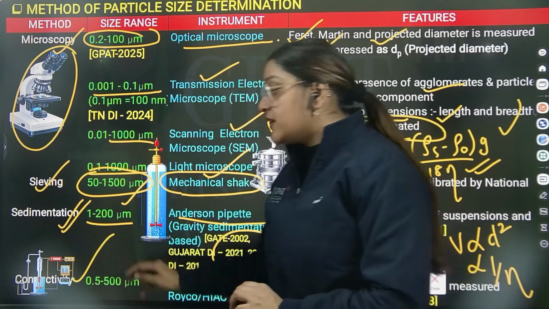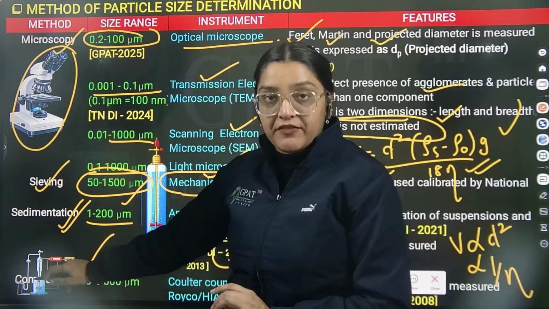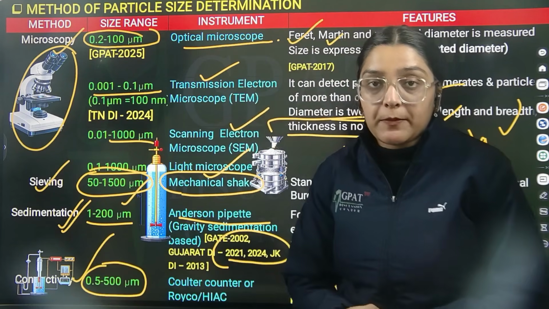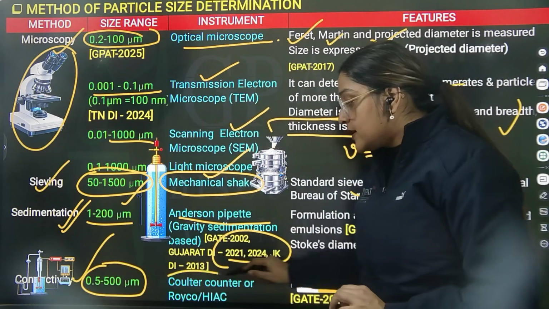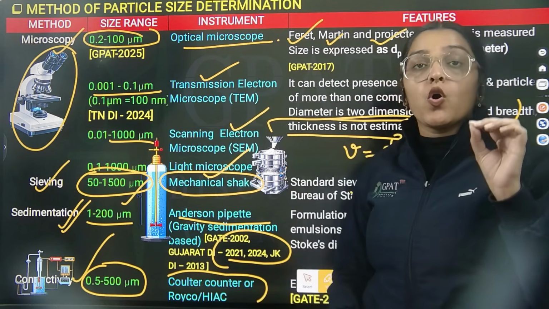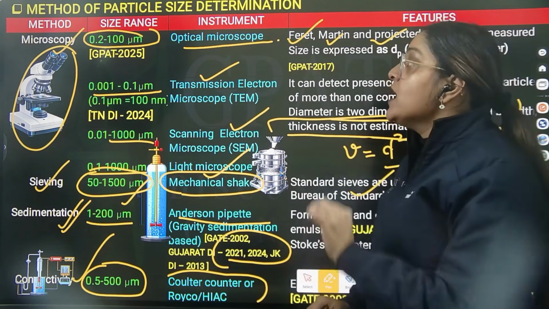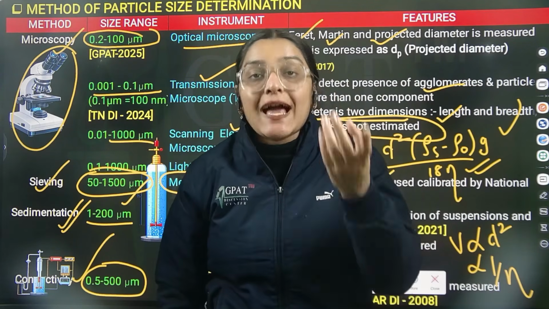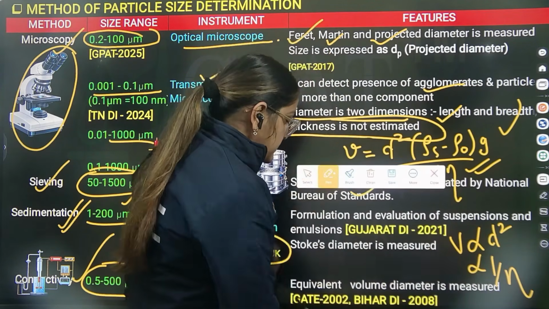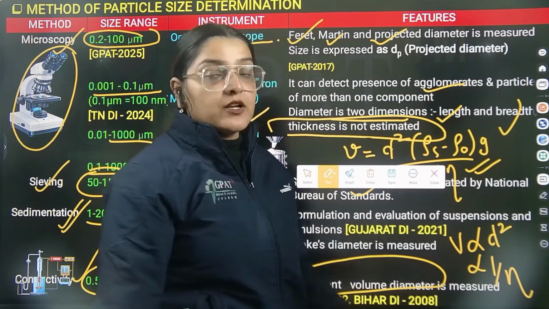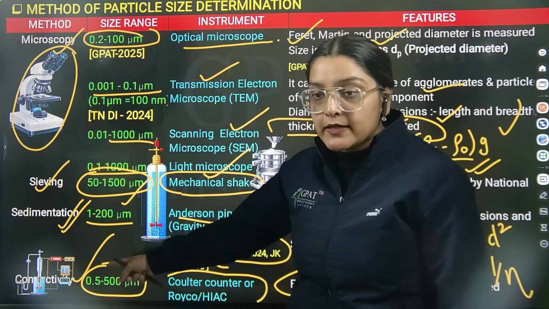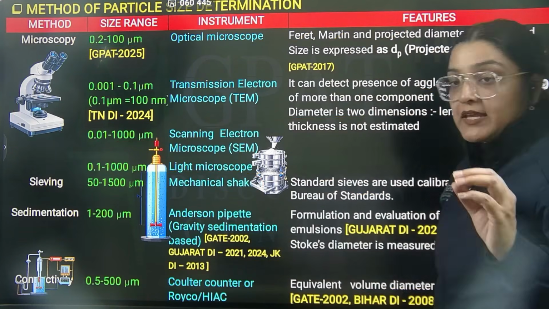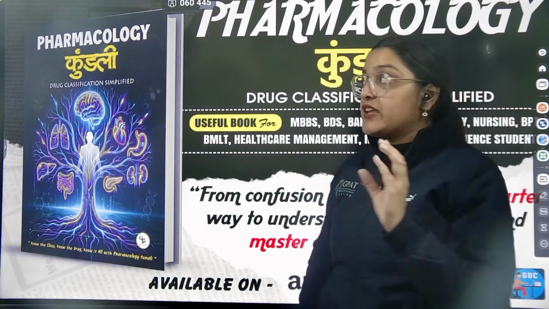Then we have our conductivity method. Based on conductivity, we can measure particle sizes of 0.5 to 500 micrometer. That is done using the instrument known as the Coulter counter. Now all these are based on particle number, particle count or size. Only through this method, which we call the conductivity method, can we estimate the particle volume as well. This is very important, and all the points I have mentioned are very important.